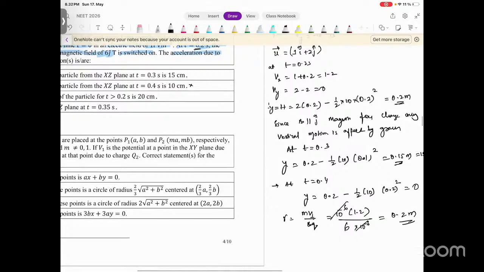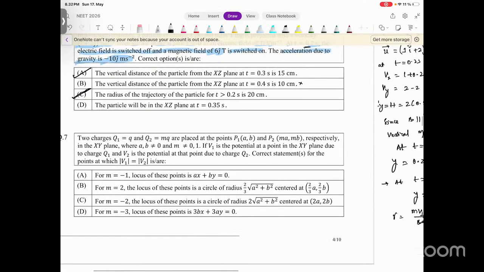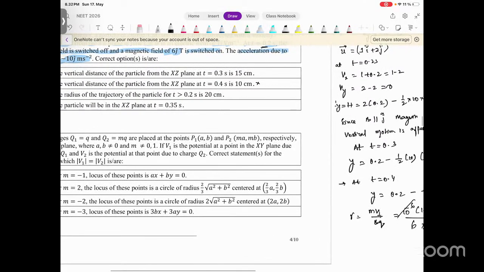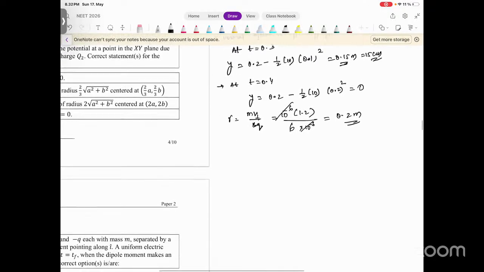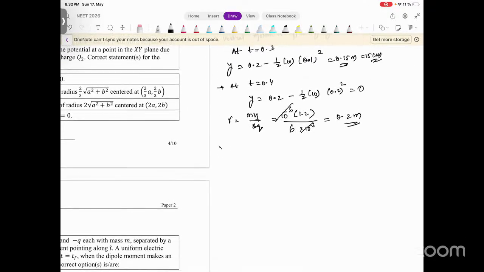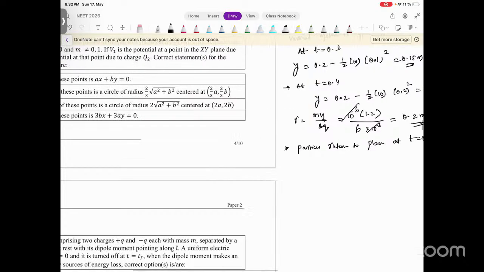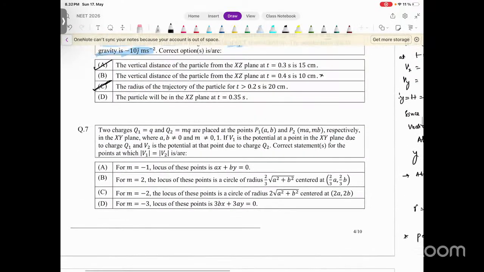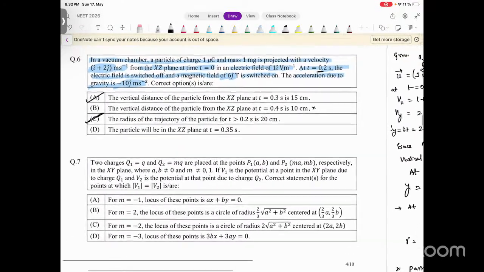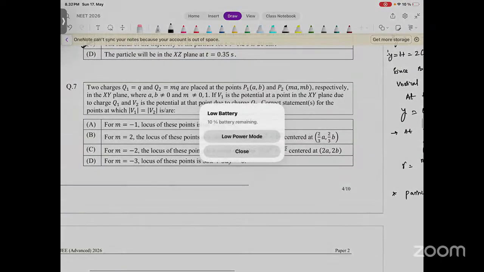Okay. Now see, the next one is telling the particle will be in the XZ plane at t equal to 0.3 seconds. Okay, let me see. Because the radius is 0.2 meter, the particle returns to the plane at t equal to 0.4, but not at 0.35. So 0.35 is not possible. So only A and C are correct for this.